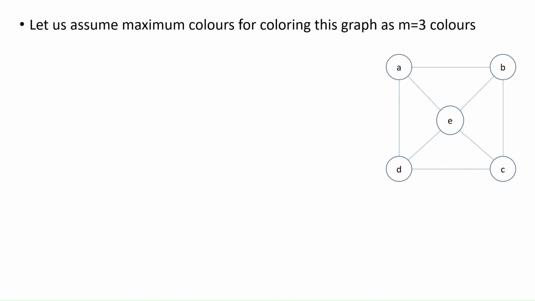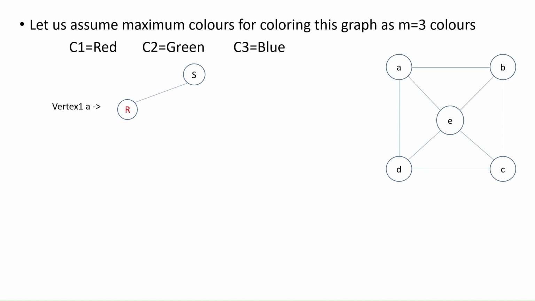Let us assume maximum colors for coloring this graph as m equal to 3 colors. I have taken these 3 colors as red, green and blue. I am designing a state-space solution which we learned before. If I am going to color the first vertex with red, that is, I am considering coloring the first vertex with red.